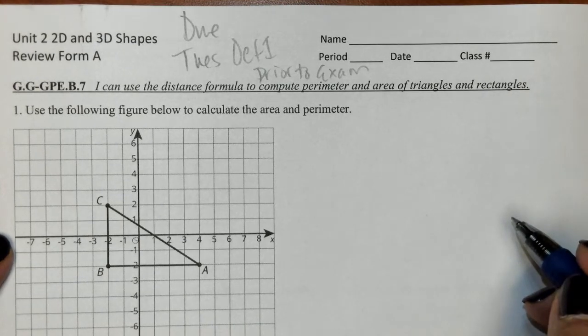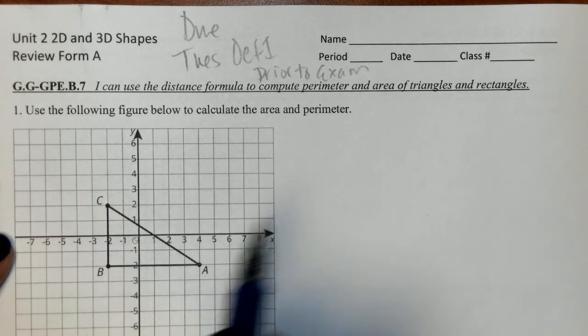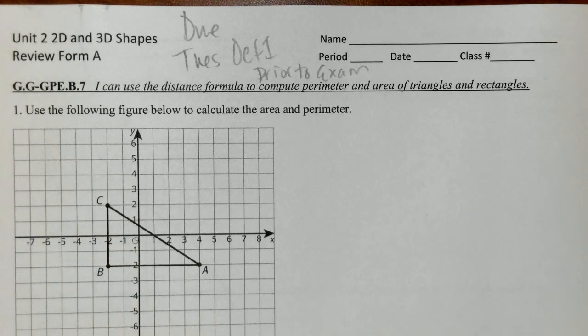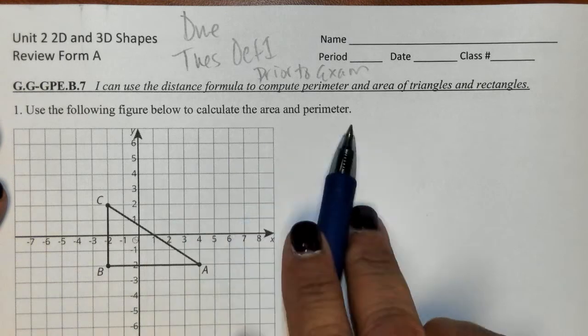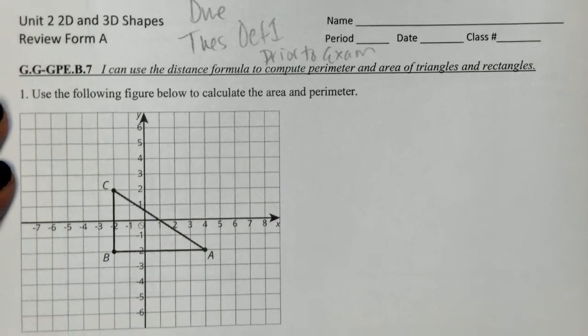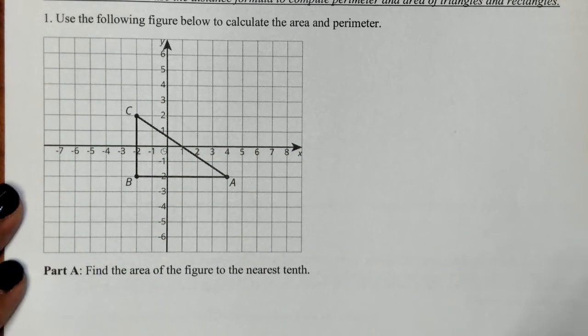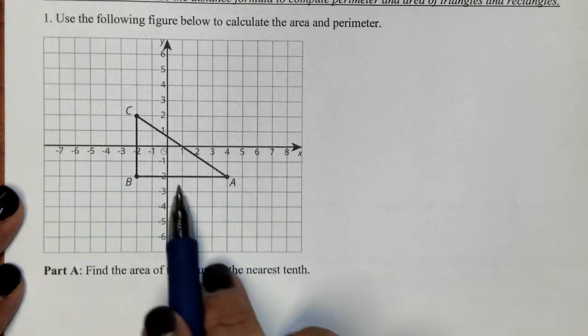Okay, so for our first lesson today, here's problem number 1. As mentioned, we have modified the equation from that one where we had to do box. You do not have to do box. Okay, so using the following figure, calculate the area and perimeter.